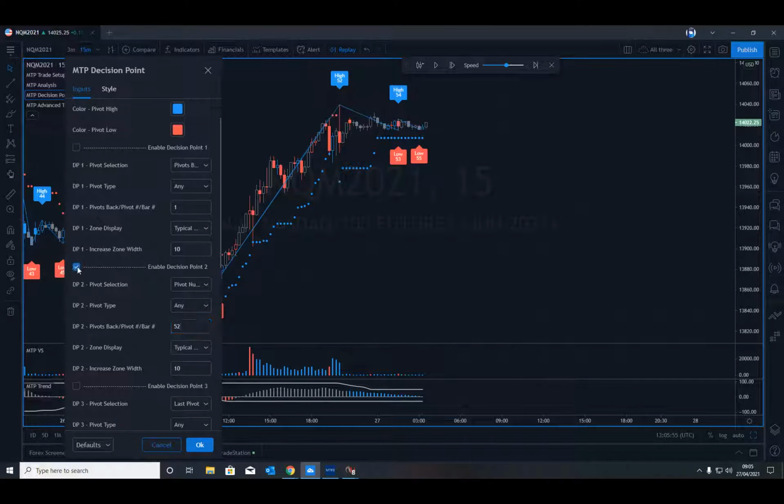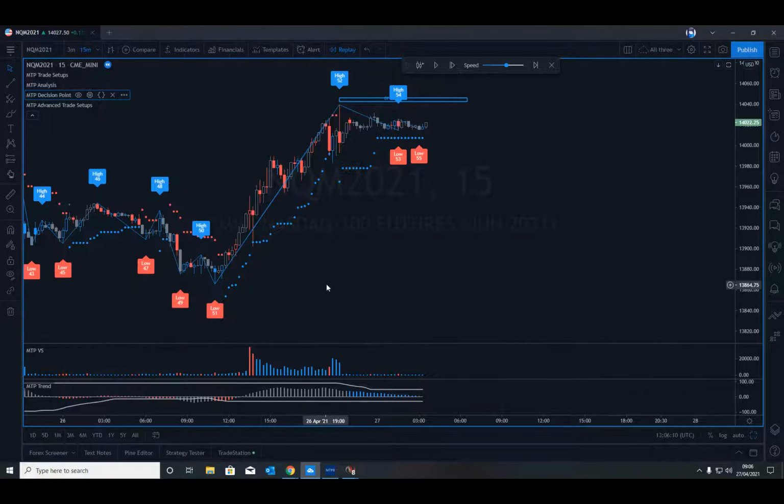I'm then going to tick that to enable the DP, and you can see it's displayed on the chart there for you. Now that took a bit of time because I was explaining it step by step. Once you get used to doing this, you can do that really quickly. What I do now is I just tend to close that down.